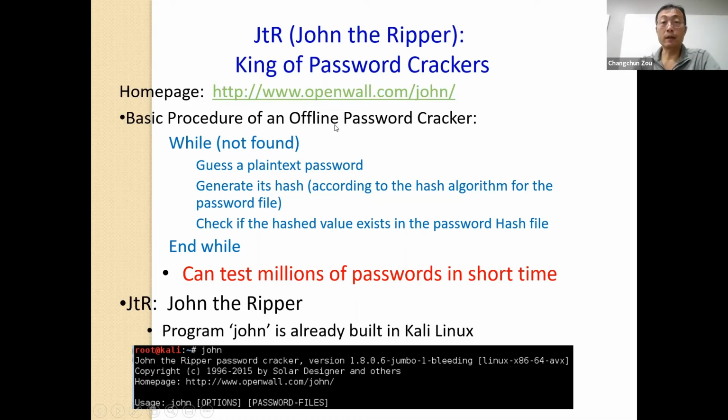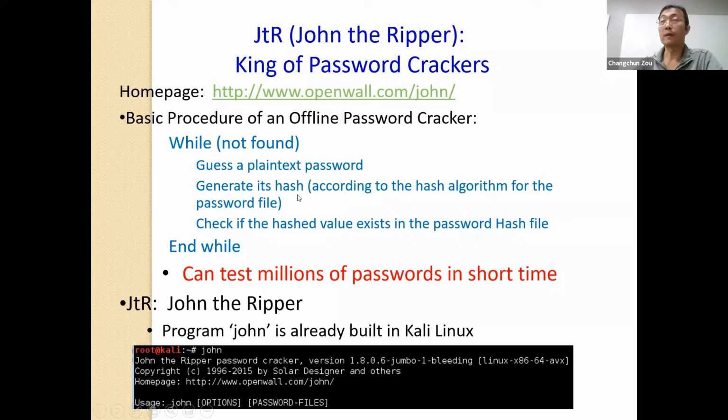And actually, this is a very simple program. It's a very short, very small program. This is the basic logic of the program. Basically, it has an infinite loop, a while loop. While the password is not found, it gets a plain text password. Usually, it just picks the next password in the dictionary list, because when you run offline password cracking, you supply a dictionary list.